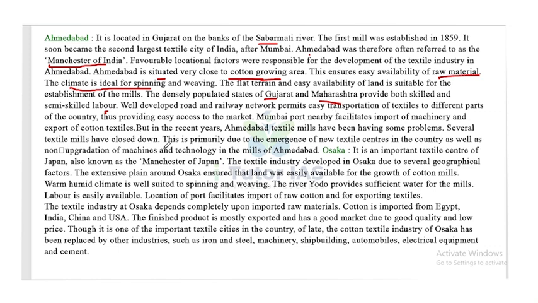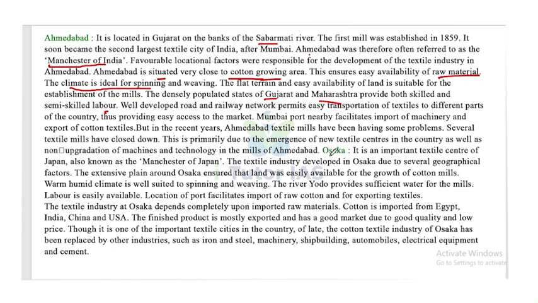But in recent years, Ahmedabad textile mills have been having some problems. Several textile mills have closed down. This is primarily due to the emergence of new textile centers in the country as well as the non-upgradation of machines and technology in the mills of Ahmedabad.